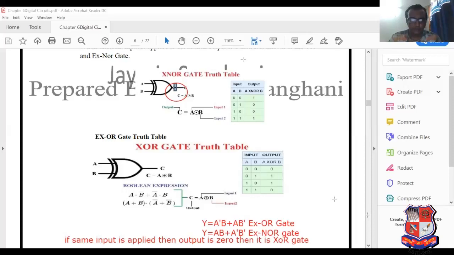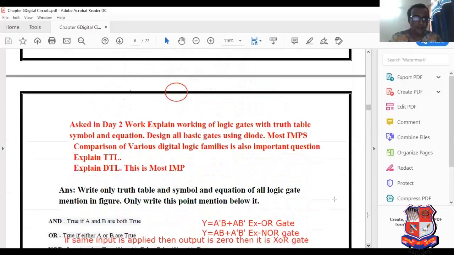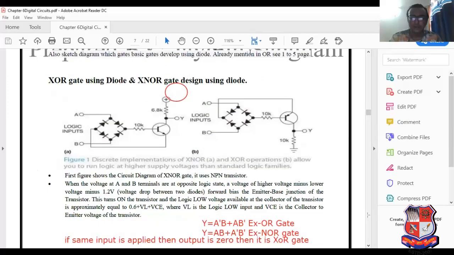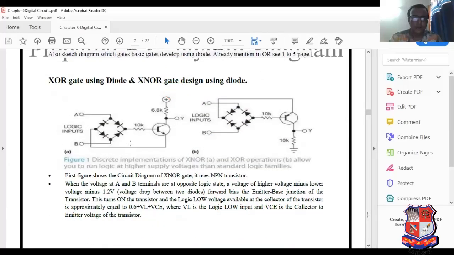And also we have discussed the last point, which is how to develop XOR and XNOR gate using diode. How to develop XOR and XNOR? It is nothing but a bridge rectifier. See this. It is known as bridge rectifier.